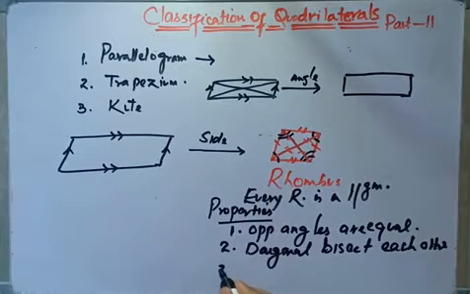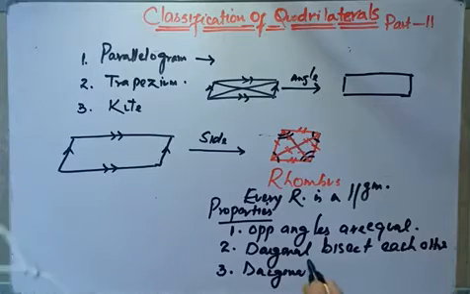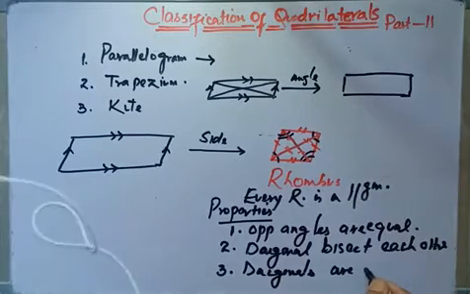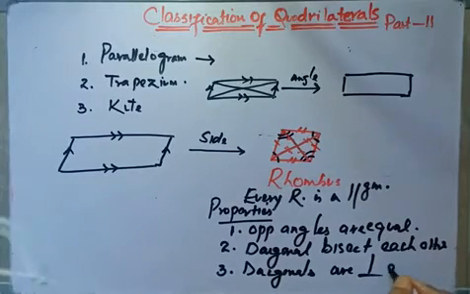And number third, an additional property is there: diagonals are perpendicular to each other. I will show this with the help of a diagram. Diagonals are perpendicular to each other, right?